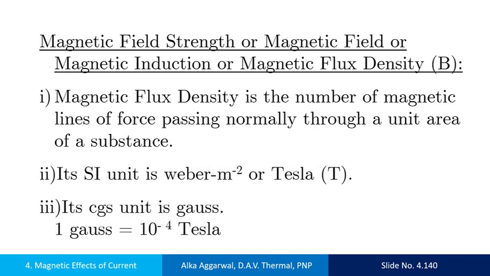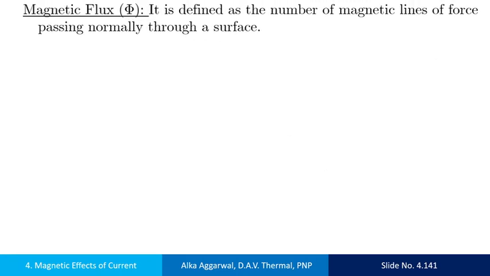In the CGS system, the unit of the magnetic field strength is Gauss, and 1 Gauss is equal to 10 to the power minus 4 Tesla. The magnetic flux is defined as the number of magnetic lines of force passing normally through any surface. The SI unit of the magnetic flux is Weber.